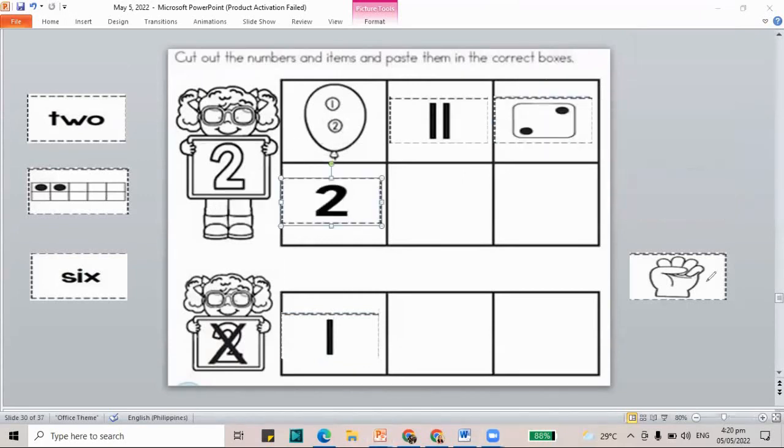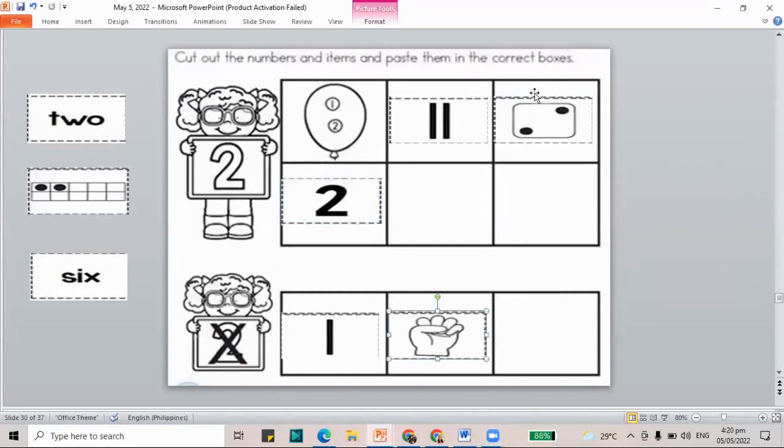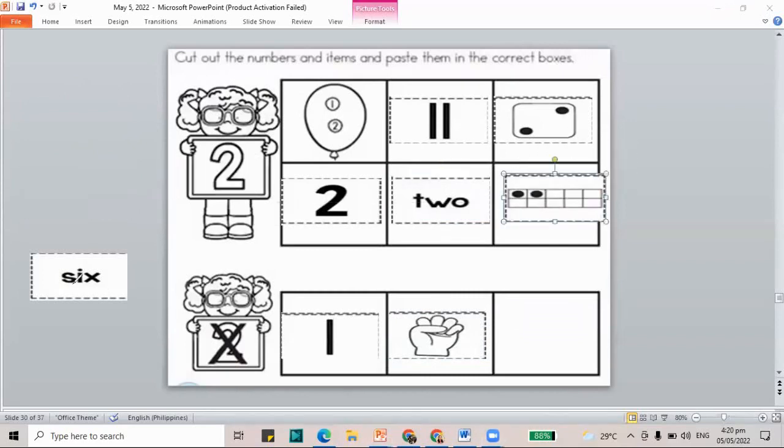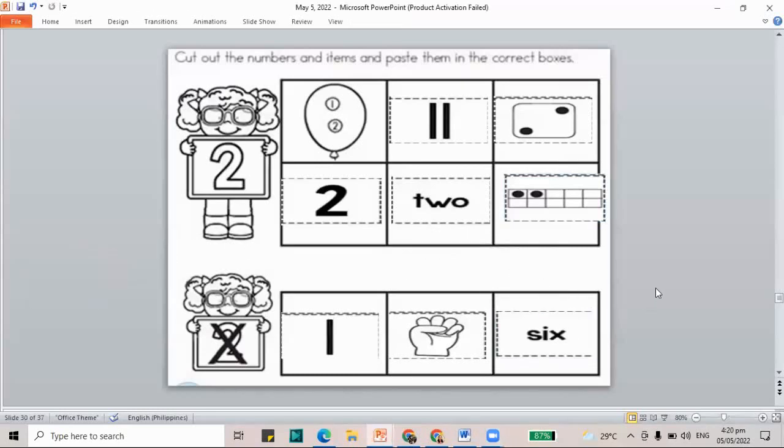The hand shows 2 fingers? No, it's closed. So that's for 0. How about for this word? T-W-O. It spells the word 2. How about for our frames? How many dots? 1, 2. That's also 2. And the last one, how do you spell this one? S-I-X. That's for the word 6, not number 2. Put it here in the end. Now, if you're not yet done, pause this video, play it again once you're done.